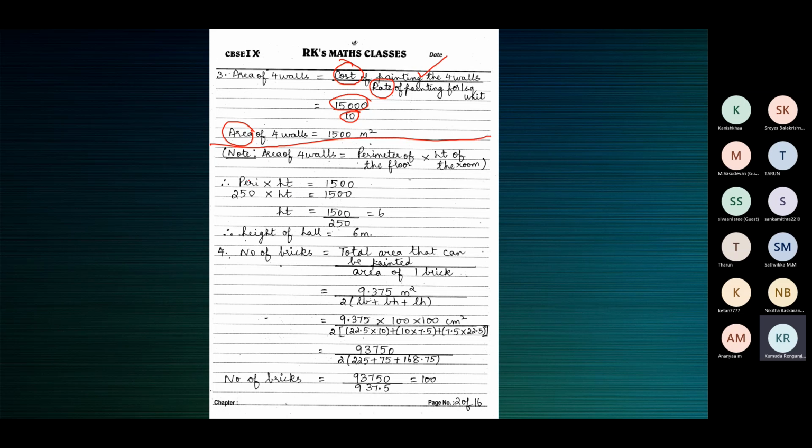Next, perimeter of the cross section into height is equal to CSA. Perimeter into height is equal to CSA, which is the area of 4 walls, 1500. Perimeter is given directly, 250, into height is equal to 1500. So height is equal to 1500 by 250, which is 6 meters. I told you that 1500 is in meters square, and this should not be in centimeters. This also should be in meters. So the height of the wall is 6 meters.